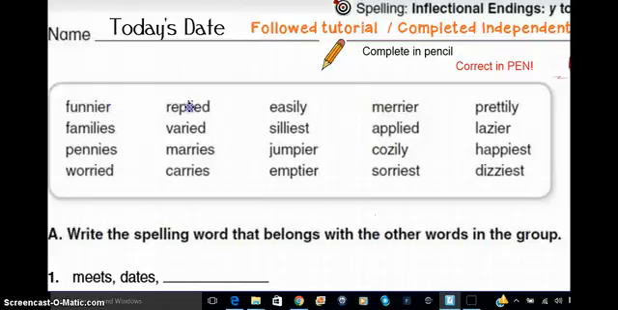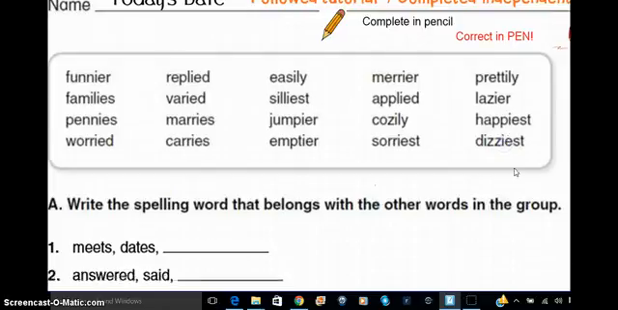Funnier, replied, easily, merrier, prettily, families, varied, silliest, applied, lazier, pennies, marries, jumpier, cozily, happiest, worried, carries, emptier, sorriest, dizziest.